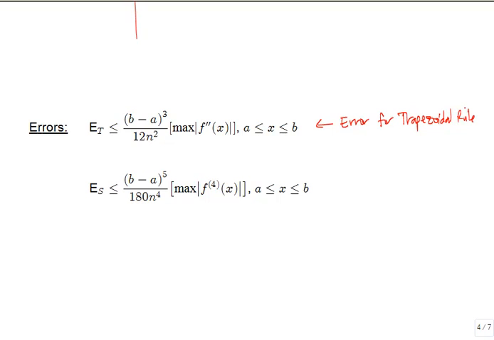And it requires knowing the b, the a, the n, and then we find a bound or a maximum on the absolute value of the second derivative of our function f. And then this is the formula for the error for using Simpson's rule. And it requires a bound for the fourth derivative of our function with slightly different coefficients. So I'm not going to expect you to have these memorized, but you might need to be able to use them to answer some questions, and we'll do an example in just a moment.